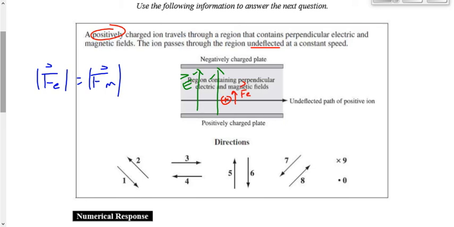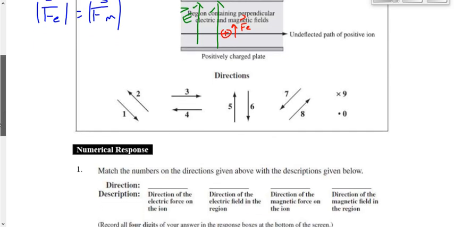Right? The electric force on a positively charged particle is in the same direction as the electric field. That's the last unit, right? But we know that we're going to see that again on Thursday's test, stuff from last unit. All right, let's look at what the question says here and see what else we can do. The direction of the electric force is upwards, so that's going to be option 5. The electric field is also upwards, so that's going to be option 5 as well. What about the magnetic force?